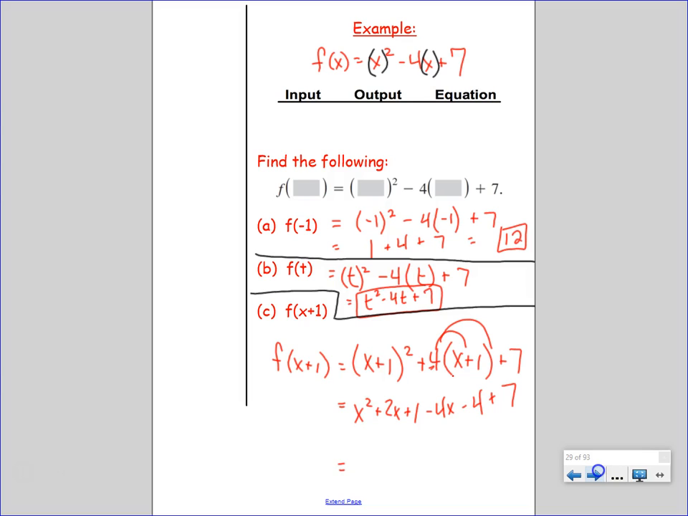Then we have to, name of the game, simplify, combine like terms, right? There's only 1 x squared. There's a 2x minus 4x. There's a 1 minus 4 plus 7. Double check my mental math. Mental math is dangerous. Helpful, but dangerous.